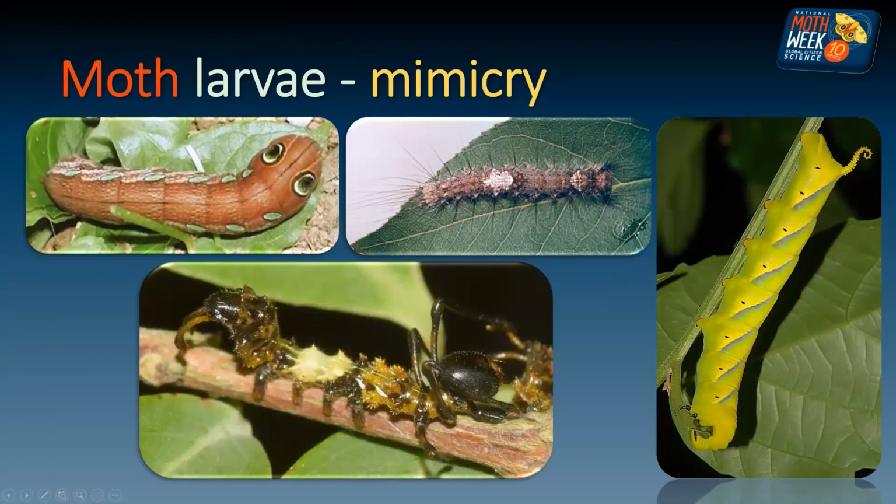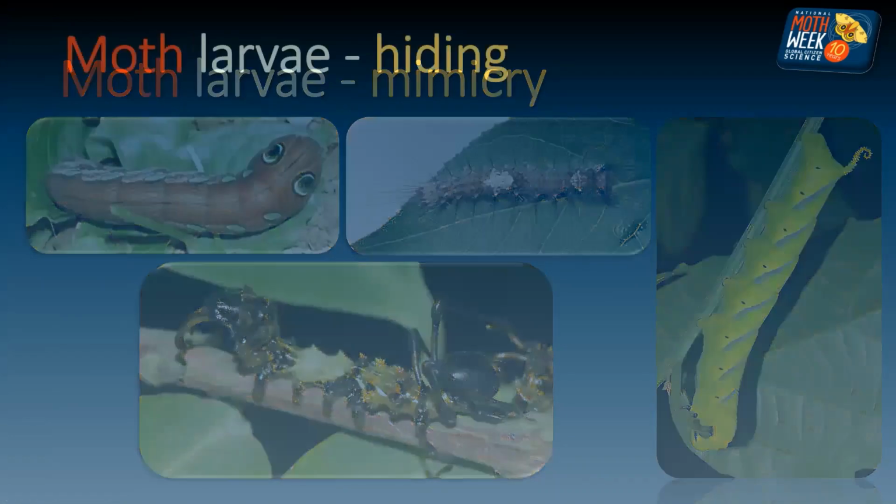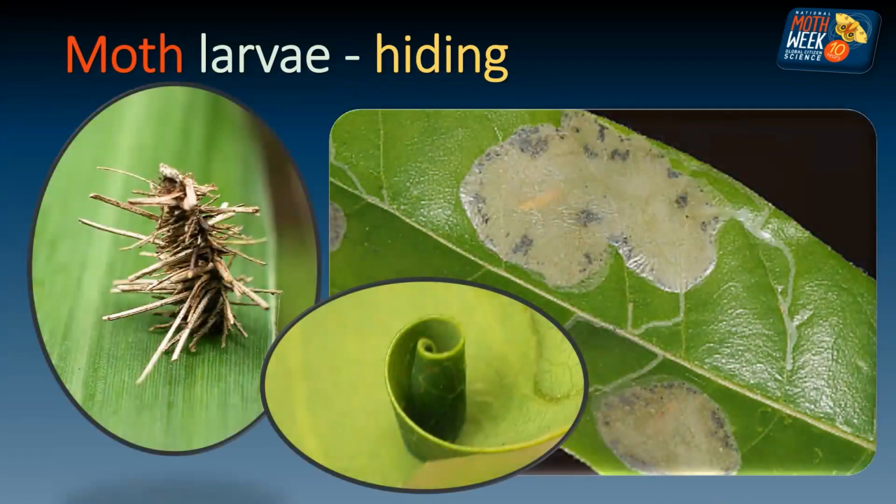What other ways do moth larvae try and survive? Well, by hiding. Now, adult moths hide by resting flat on a surface, but the larvae take this to a slightly different extreme. They can build their own shelters, or they eat into a leaf to form their own shelter inside the leaf.